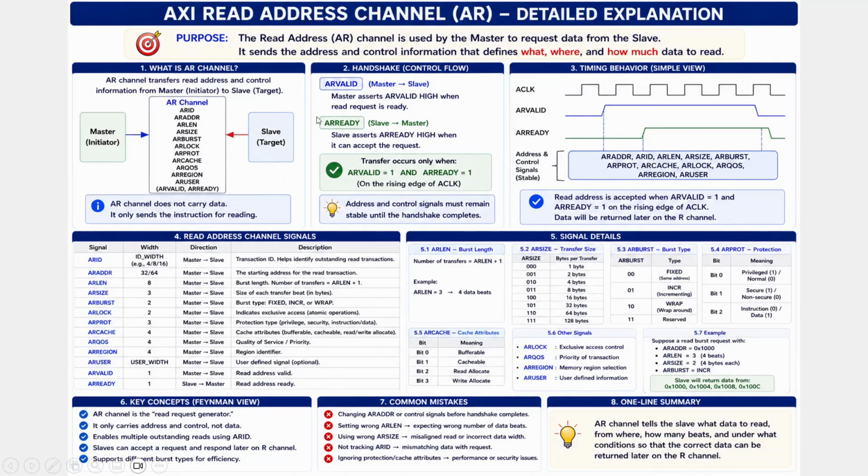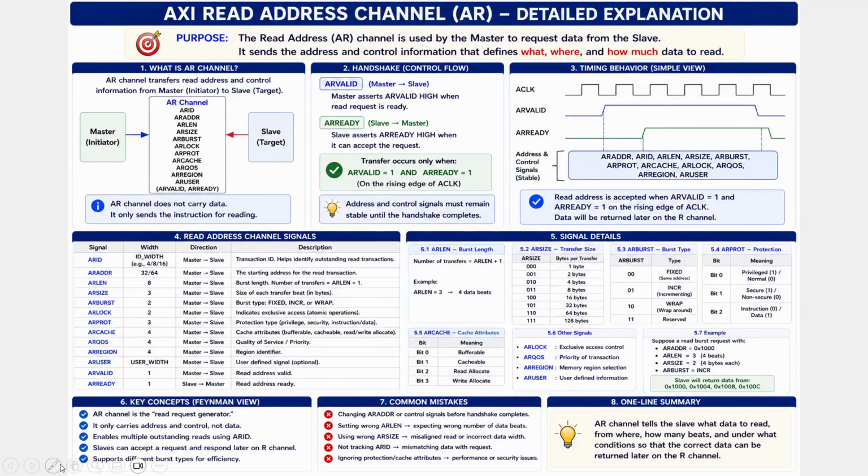AXI read address channel. This read address channel is sent by the master. Based on that address channel you say which data you want, so this is the control information channel. It will send the address as well as control information, so based on the address you send, you can send the control information to say whether you want to get 32-bit, 64-bit or 128-bit data. Based on that control information, we tell which type of data you are transferring.